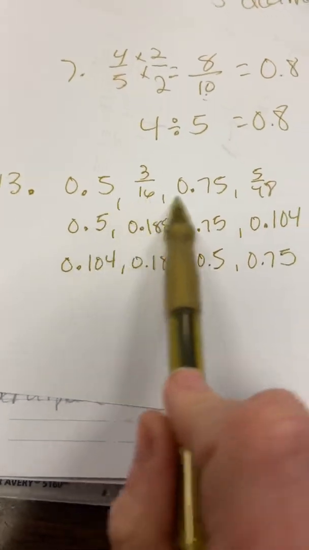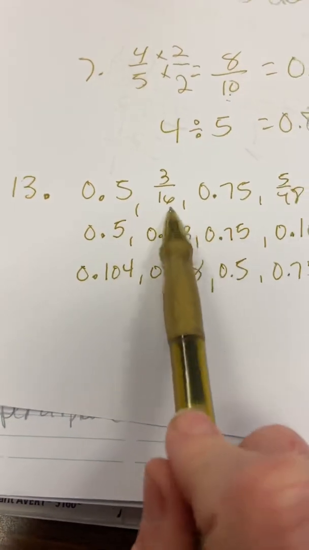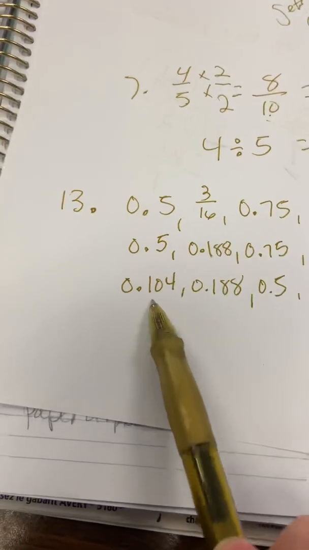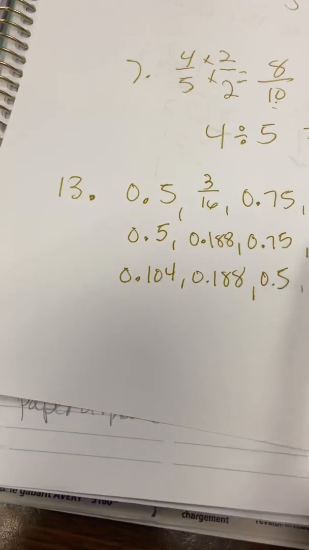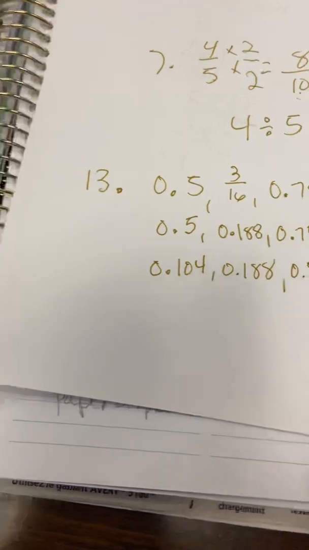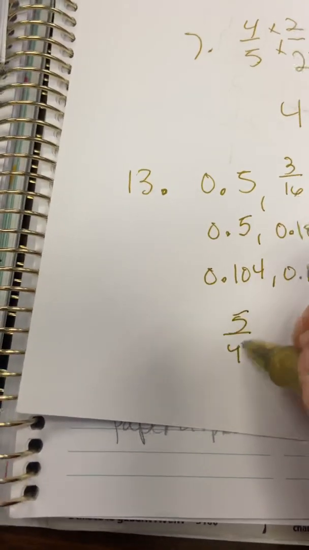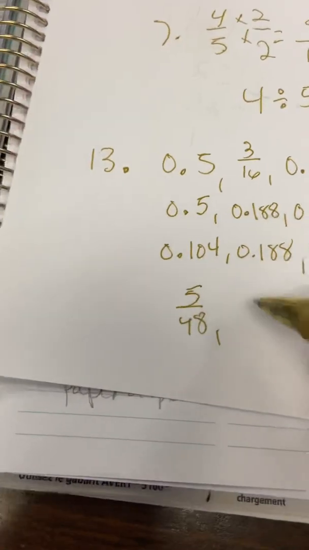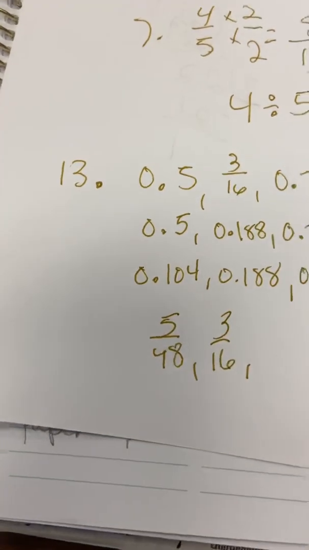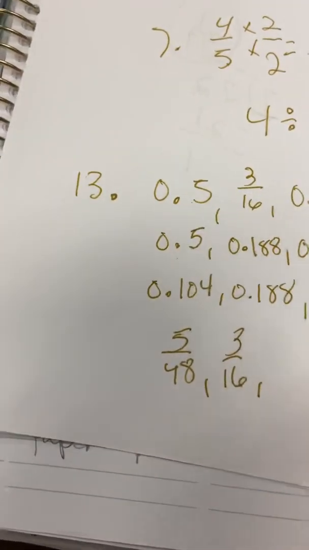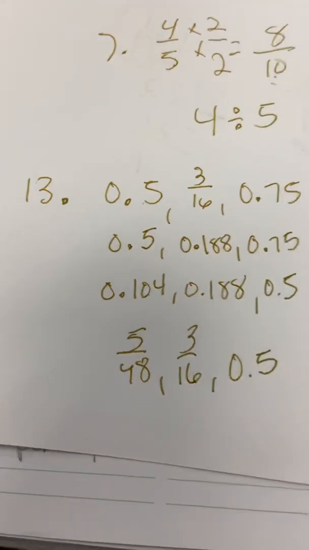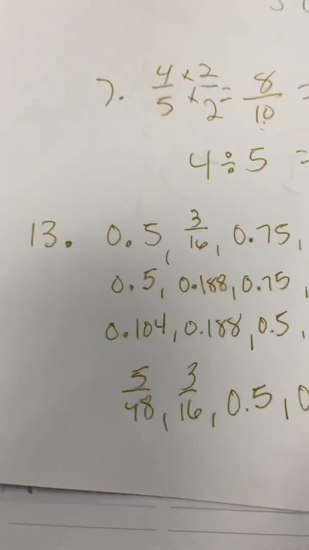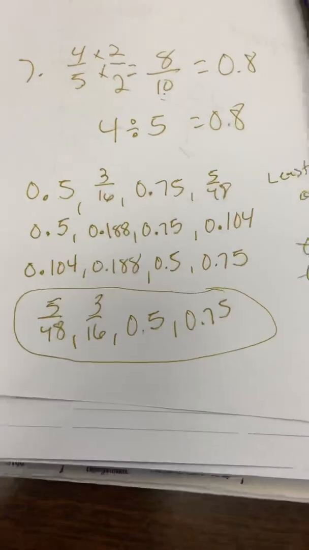Now, I started with fractions, so I want to list them in order according to the original numbers I started with. So this number here, 0.104, 104 thousandths, it goes with 5/48. So 5/48, then this 188 thousandths goes with 3/16. So that would come next. That would be the next biggest. Then we have our 1/2 or 5/10 as our decimal. Then we would have our 75 hundredths. So this is our final answer.